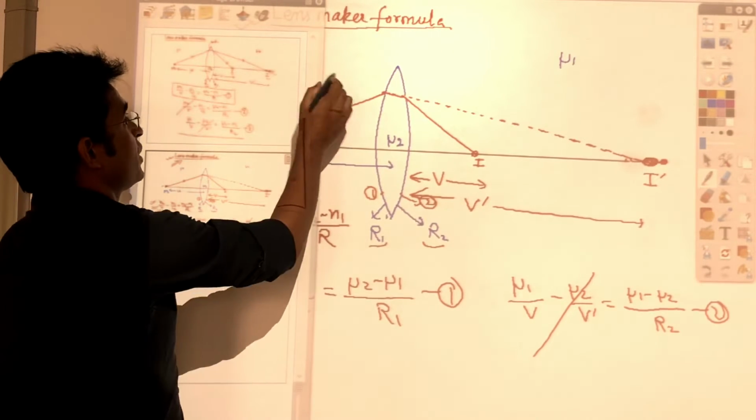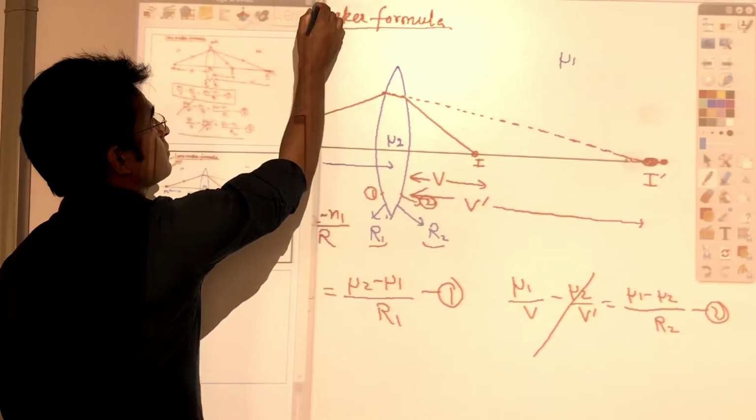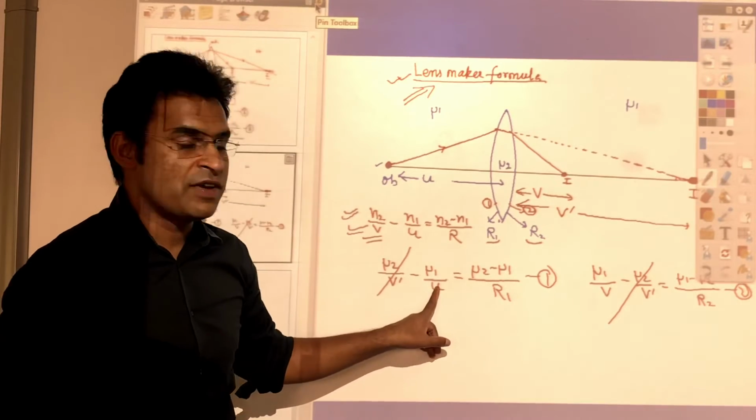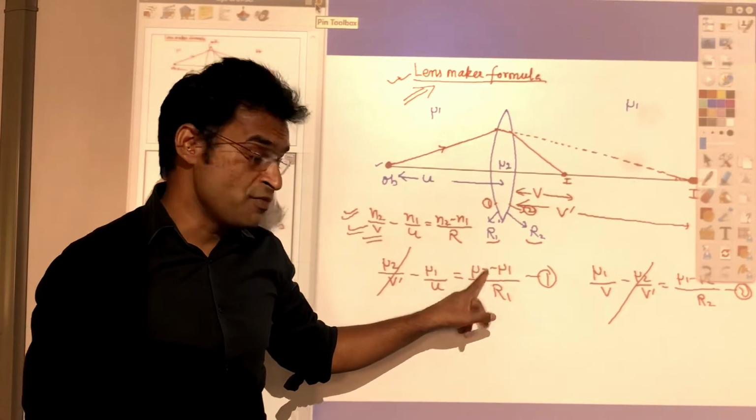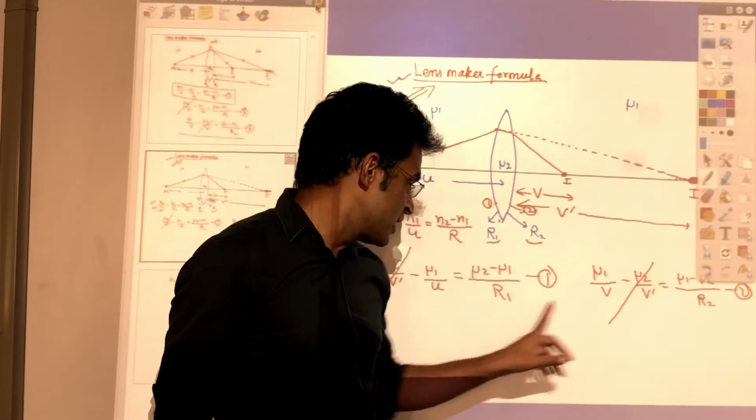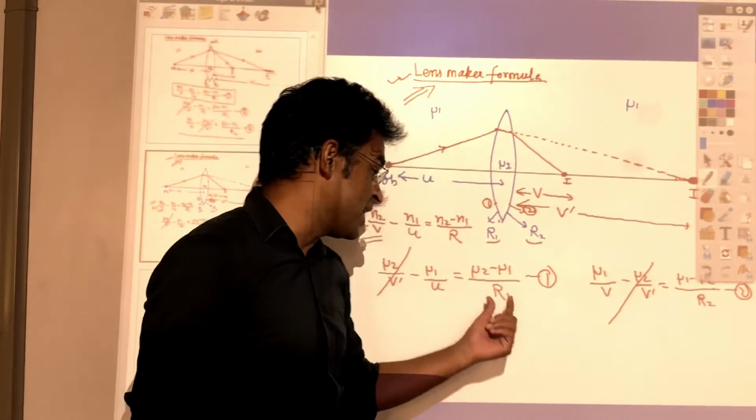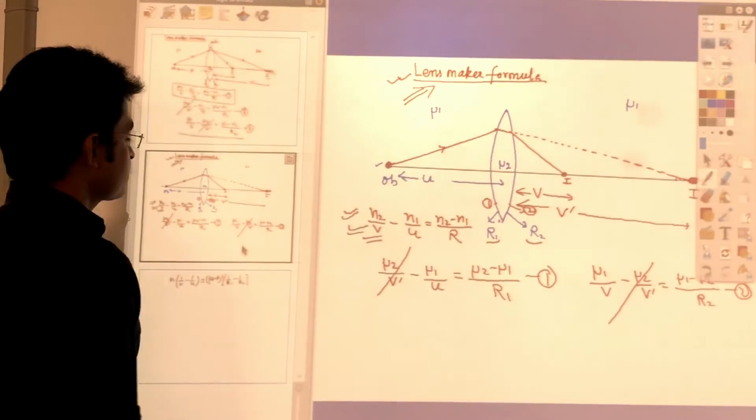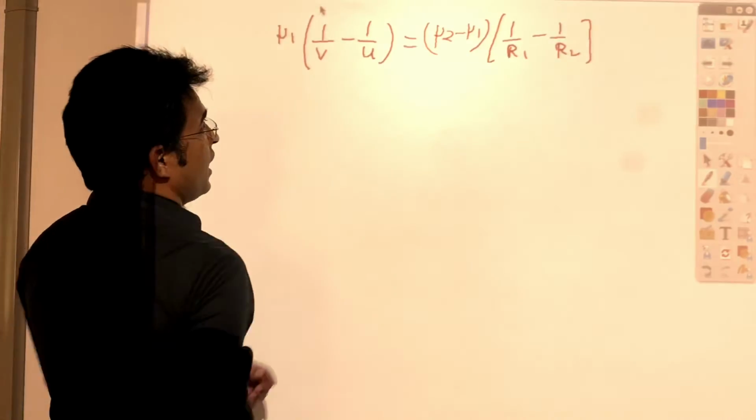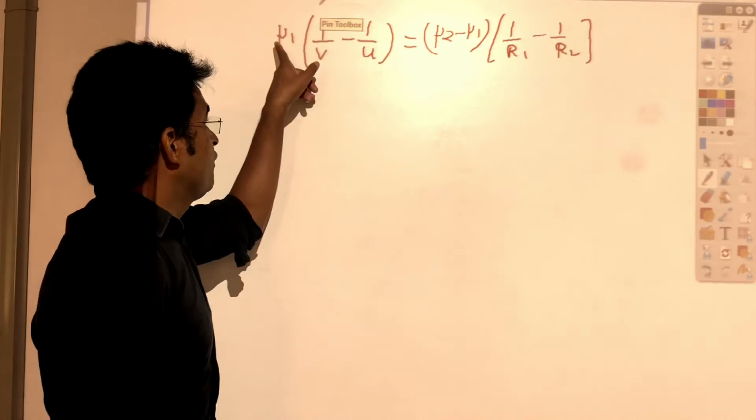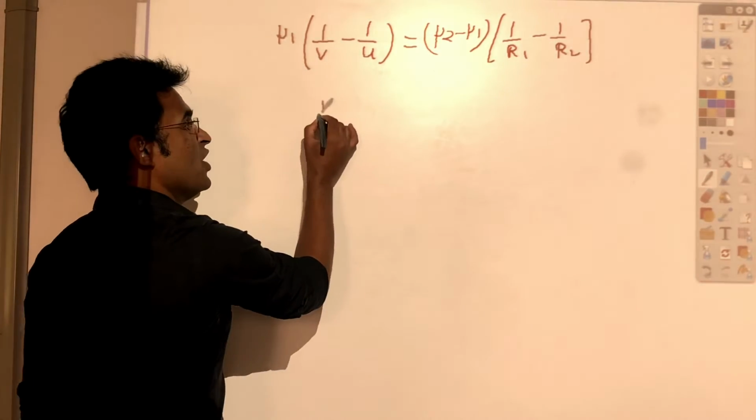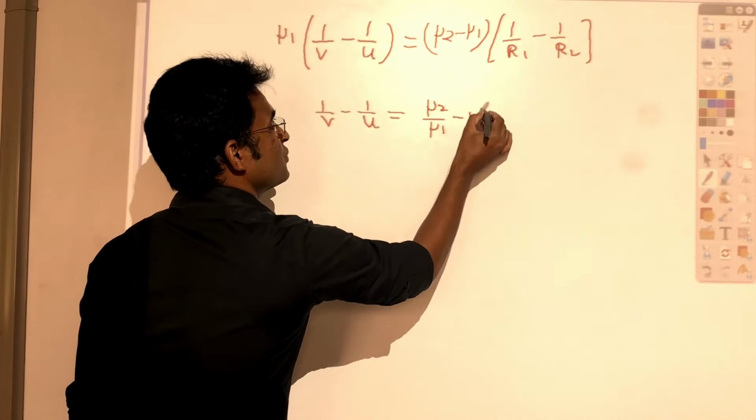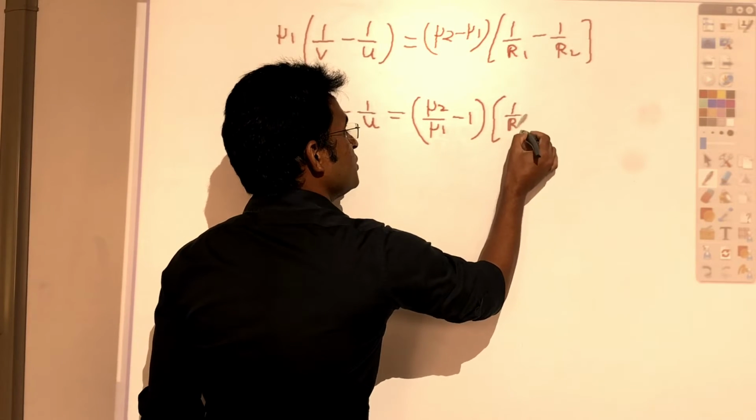See, these two get cancelled. It means mu1 will be common. If mu1 is common, I'll get 1 by v minus 1 by u. And here if you see, it's mu2 minus mu1, but this one is mu1 minus mu2. So if I take mu2 minus mu1 common, r1 will be positive, but r2 will become negative. In this formula, r1 I am taking positive and r2 negative. If I divide this complete equation by mu1, I'll get 1 by v minus 1 by u is equal to mu2 by mu1 minus 1 into 1 by r1 minus 1 by r2.